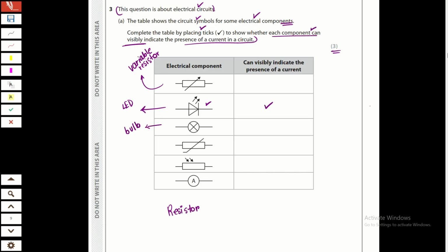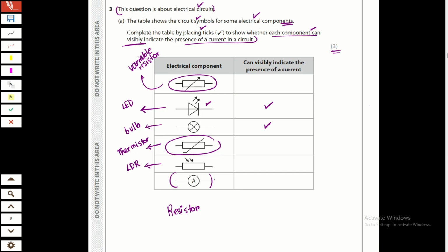Then this is a bulb or lamp, and this will obviously indicate the presence of current in a circuit. This is basically a thermistor, and a thermistor does not indicate the presence of current in a circuit. Since it is a resistor, it will only alter the current in the circuit, but won't show whether there is current in the circuit or not. Then this one is basically a light dependent resistor, or LDR, and this won't be our correct answer as well.